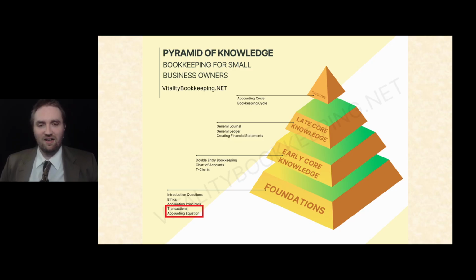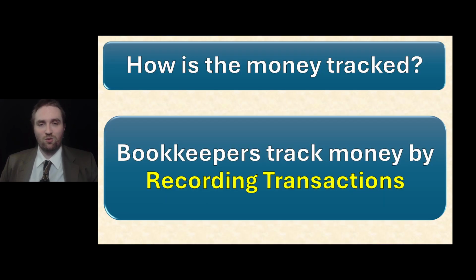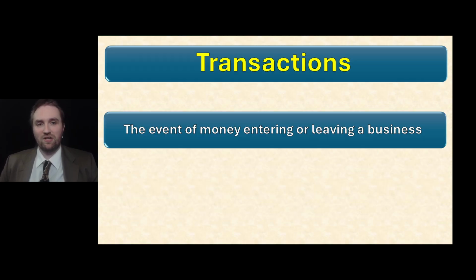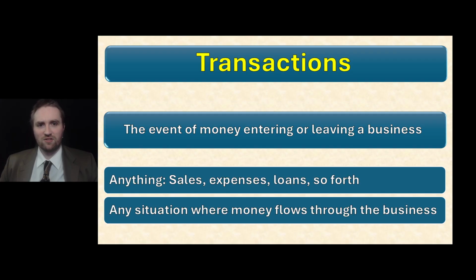All right. In episode 1, you learned the ethics of bookkeeping as well as the 10 accounting principles. Now we're going to start digging into how to actually do the bookkeeping itself. As we learned, bookkeeping is keeping track of how money flows through a business. The way this is done, though, is by recording transactions. What does that mean? Every time money enters or leaves a business, that event is written down. These events are called transactions. Transactions include everything from sales to purchases to loans to truly any situation where money flows through a business.